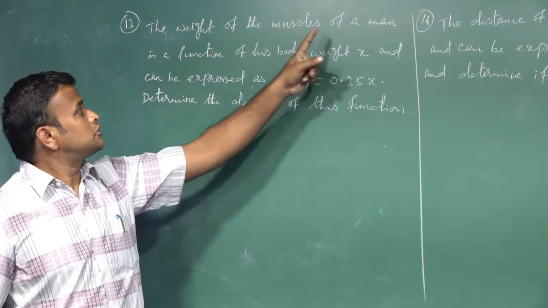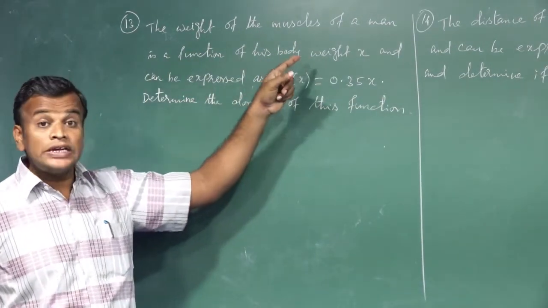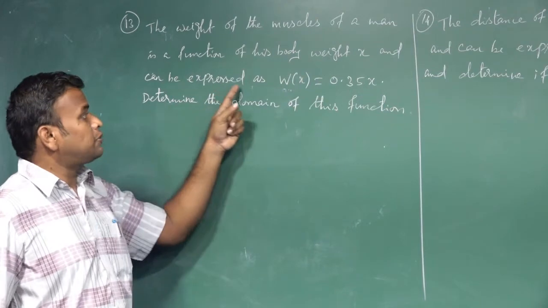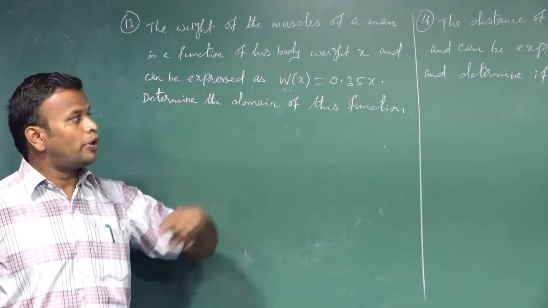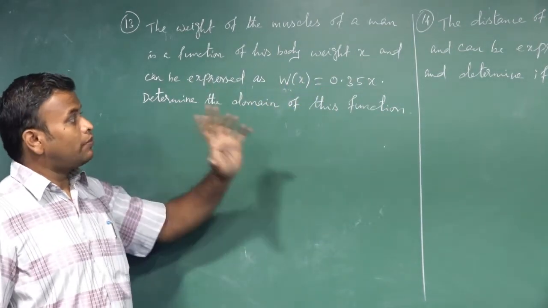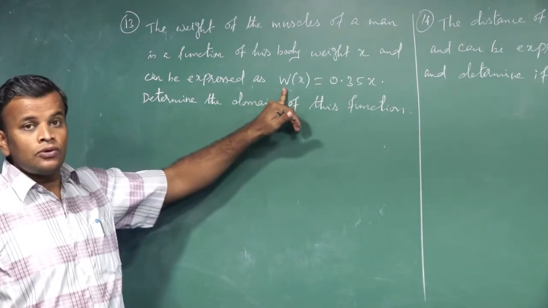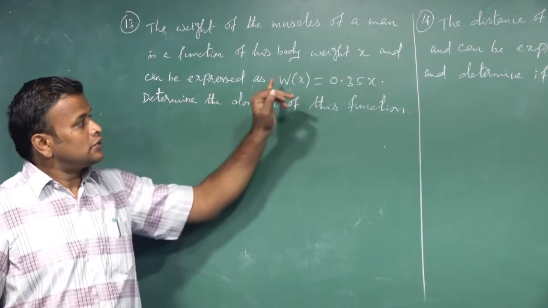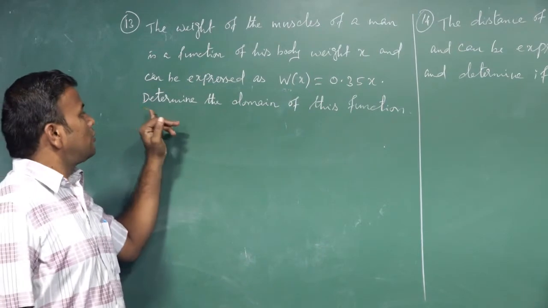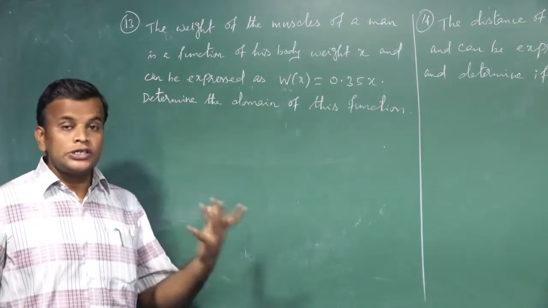The weight of the muscles of a man is a function of his body weight x and can be expressed as W of x is equal to 0.35x. So W is the weight of a man, whose body weight is denoted as x, so W of x. Then our question is to determine the domain of this function.